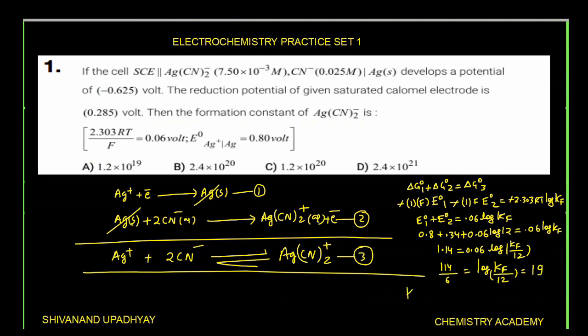So from here I can write that Kf is equal to 12 times 10 to the power 19. If I further simplify, multiplying by 10 and dividing by 10, I should write 1.2 into 10 to the power 20. So for question number 1, we are getting C as the answer. So the answer will be C.